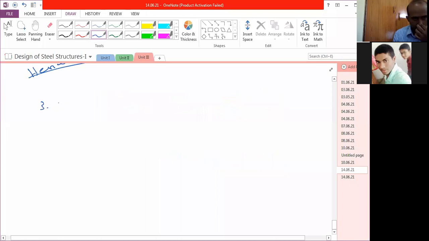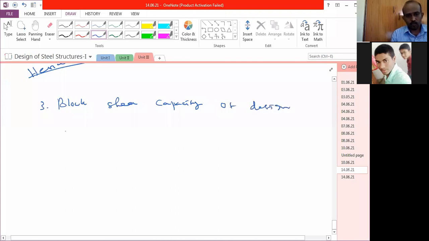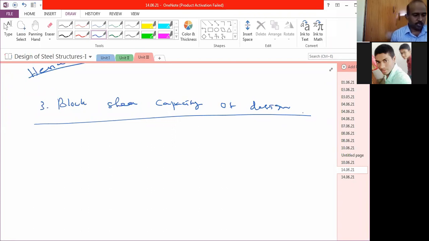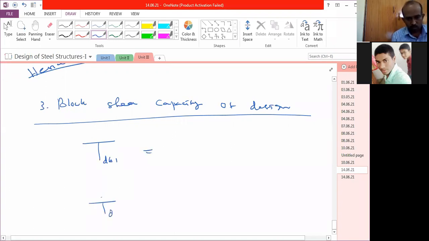What is that? Block shear capacity of the design. So how to calculate the block shear capacity of the design? Anyone? So already we know the two equations, TDP1 and TDP2. Okay, please calculate and tell me. So I will request anyone, TDP1 and TDP2. Who is telling me the right answer?